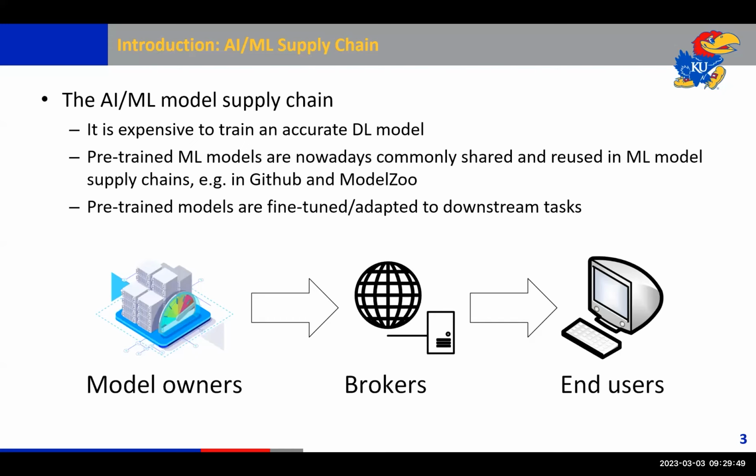Let me get started with some background about the AI and machine learning model supply chain. More of us are using deep learning today. However, it's still expensive to train deep learning models, especially the large ones. It requires a lot of computing resources and also data resources. Fortunately, we can find solutions on online model sharing platforms like GitHub and ModelZoo. We can directly download the pre-trained ones from the internet and do some fine tuning to use them for our downstream tasks.